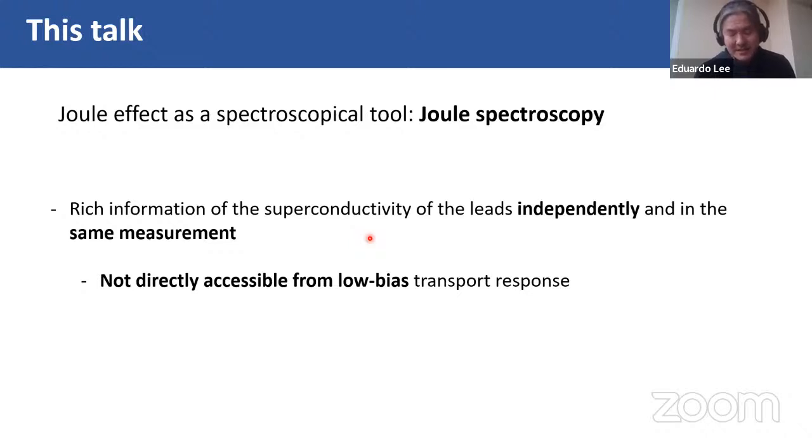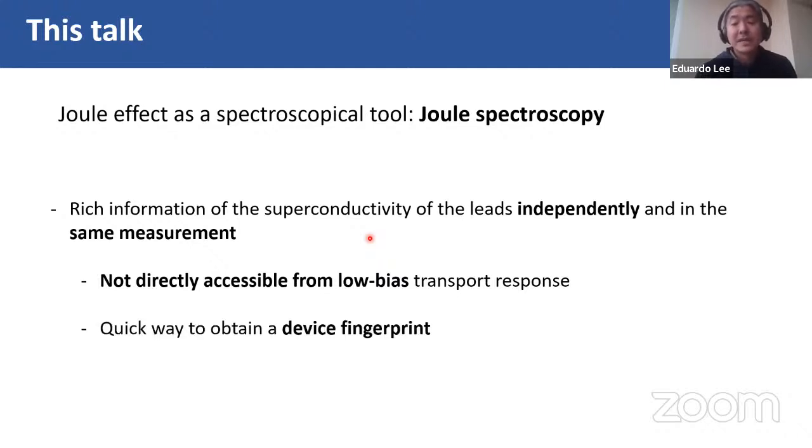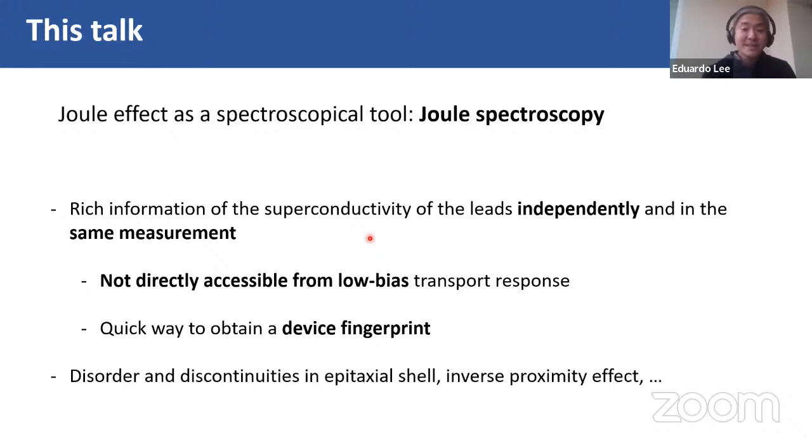Moreover, the information we get, again, I stress, is complementary, so it's not information we can get directly from, for instance, low bias transport. And the main point that I want to get to is that by applying this technique, we can get very quickly a device fingerprint. So as I mentioned before, each device is quite different, and by using this technique, we can really get a good idea of what the device constitutes. And also, as I mentioned in the beginning, we will see that there's still a lot of disorder and imperfections in this kind of device that arise due to both intrinsic and extrinsic effects, as I will comment in more detail.